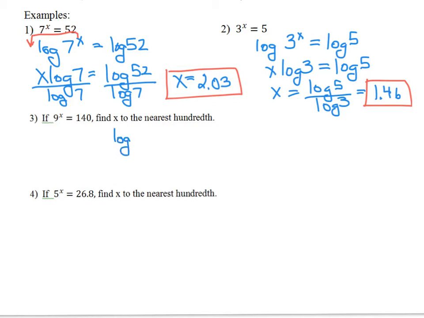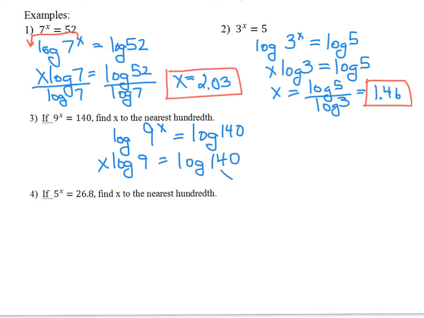So I'm going to take the log on both sides. So I've got log of 9 to the x is equal to the log of 140. Bring the exponent down, so x log of 9 is equal to the log of 140. And then get the x by itself, so x is equal to log of 140 divided by log of 9. Go to your calculator, and again, you cannot do this without your calculator. And I'm rounding to the nearest hundredth, so I've got 2.25. Now if you go back and check, 9 raised to the 2.25, see how close it is to 140. Why don't you take a minute to try example number 4.